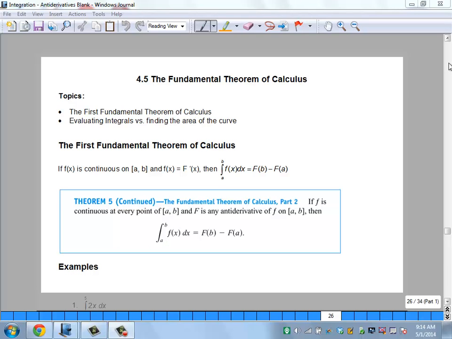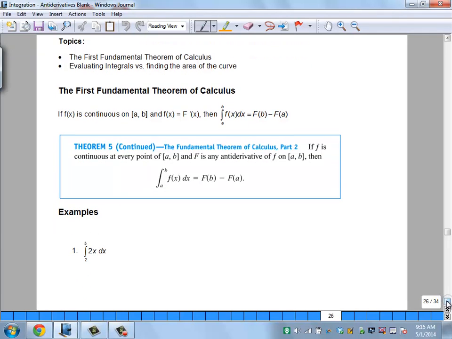Okay, welcome calculus students. I'm going to give you the notes for 4.5, the fundamental theorem of calculus. We're going to talk about the fundamental theorem of calculus, and we're going to evaluate integrals versus finding the area under the curve, which we've been doing, but I wanted to show you how this theorem worked.